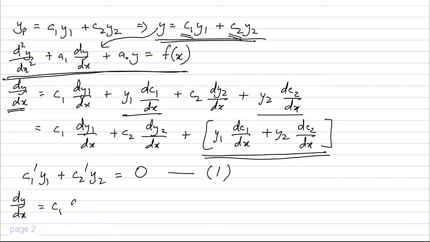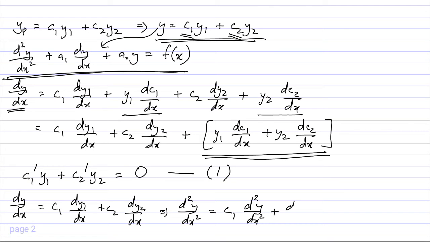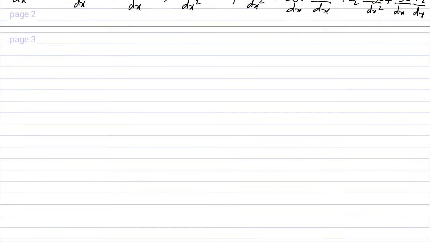So you have c1 dy1 by dx plus c2 dy2 by dx. Okay, and then this immediately implies that the double derivative of y with respect to x is going to be c1 d2y1 by dx2 plus dy1 by dx dc1 by dx, right? And then a similar game for the second term. Okay, so far so good.